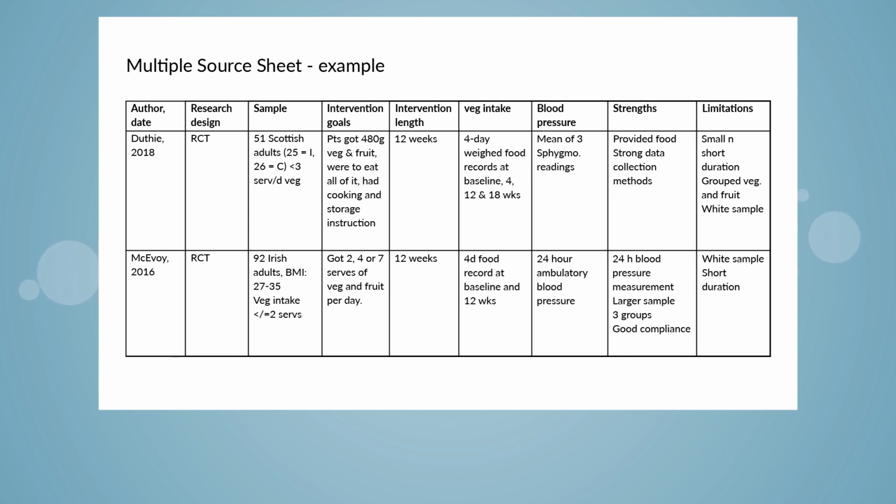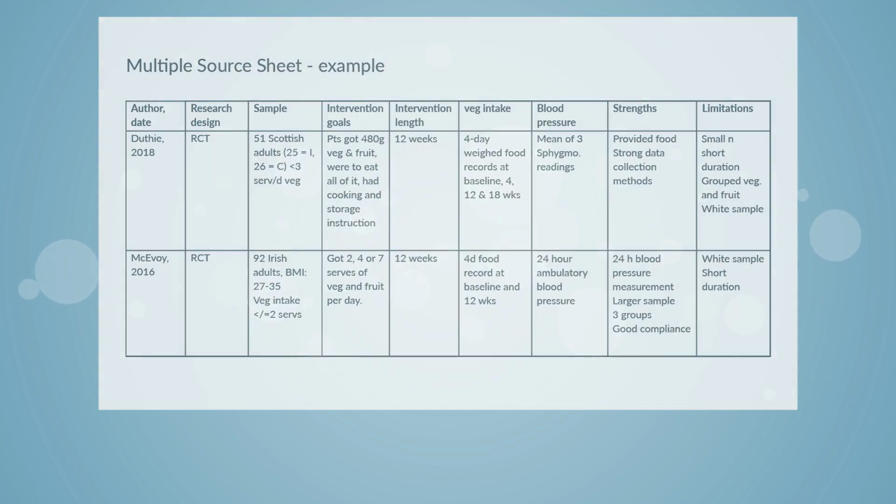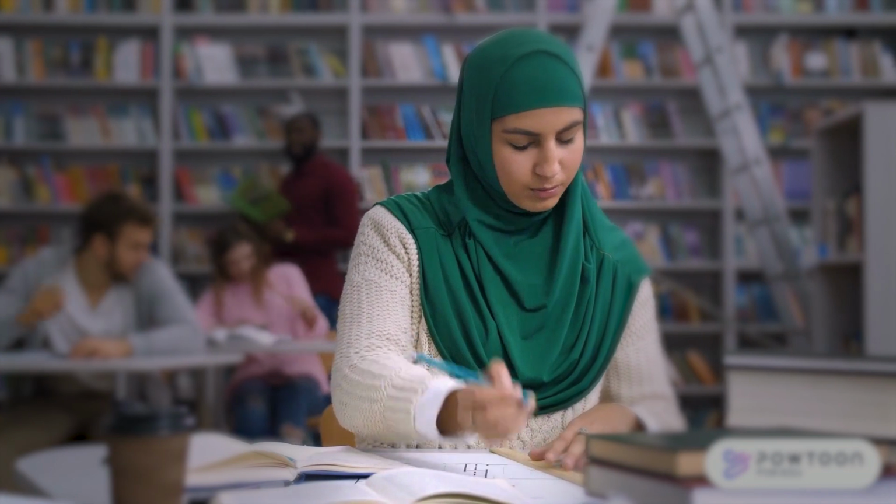Here is an example of a multiple source worksheet that has been customized. This customized example can also be viewed or downloaded from the description box below. This note-taker added in columns to capture specific information about the research design, sample, intervention goals and length, vegetable intake, and blood pressure. With these customized columns, the note-taker can more easily compare studies. For example, if we look at the intervention length column, we can easily see that these 2 studies both have 12-week interventions.